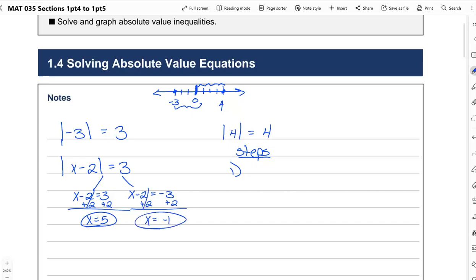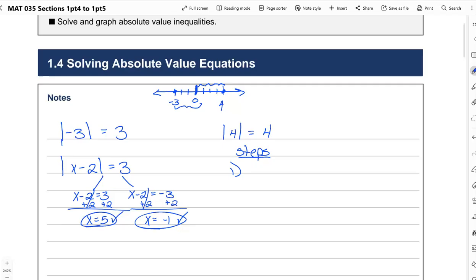And if we plug in -1, you see how that absolute value is going to be a -3. And then when I take the absolute value of -3, I'll get that positive 3, so it works. And then when I plug in the 5, I get the absolute value of 5 minus 2, which is the absolute value of 3, which is 3, so it works. So we typically end up with two solutions for these.